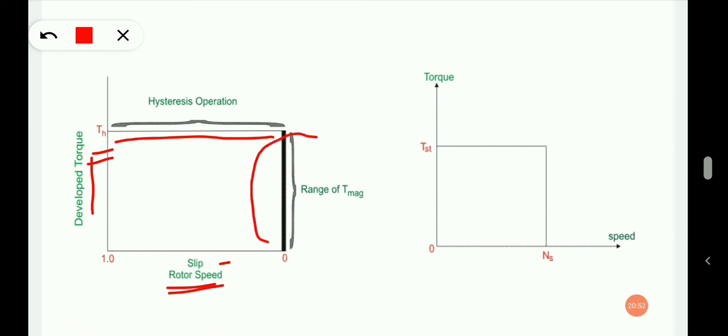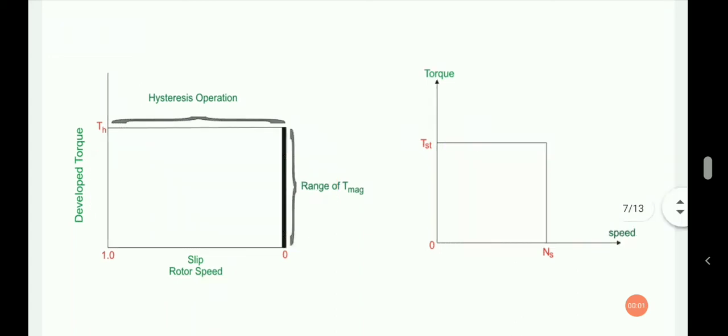This is the range of normal operating range. Okay. The torque is almost constant from starting to running condition. At starting condition, the starting torque is eddy current torque along with the hysteresis torque. But in the running condition, the net running torque means only the hysteresis torque.